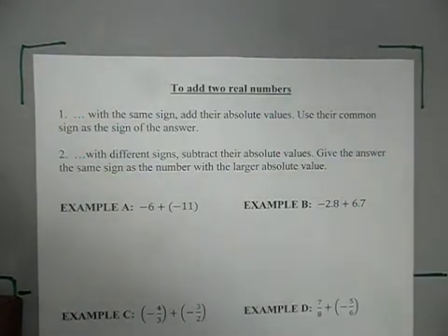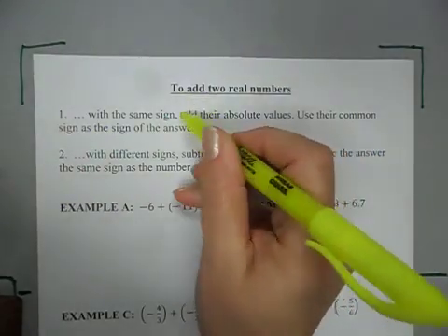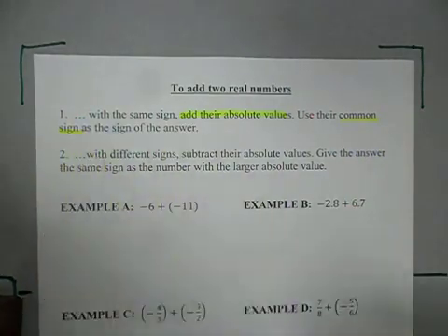In this video we'll be discussing how to add two real numbers using our sign rules. To recap, the first rule is that if you are adding two numbers with the same sign, you are going to add their absolute values, and then you're going to use their common sign. So if they're both negative, the answer would be negative, and if they are both positive, then the answer would be positive.